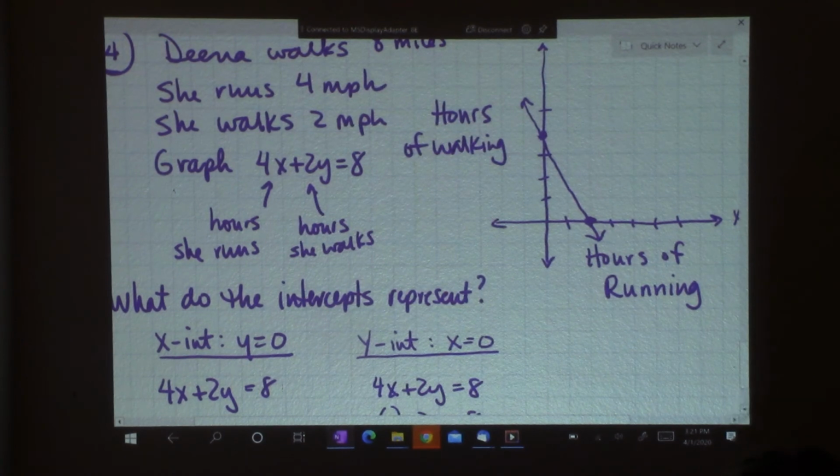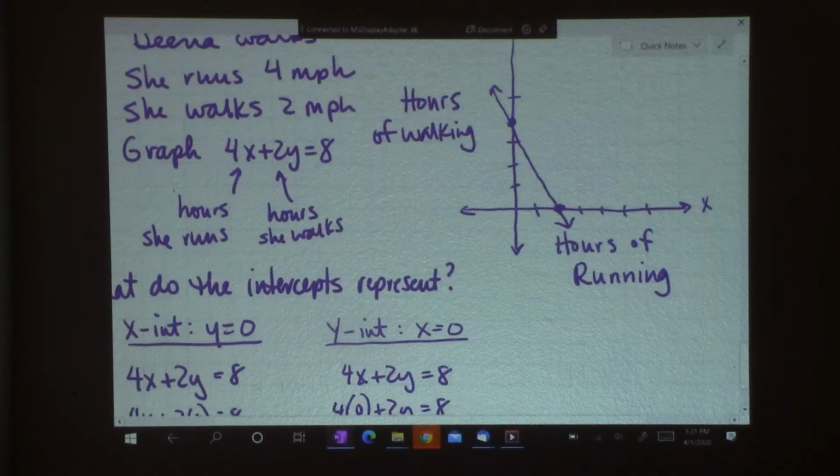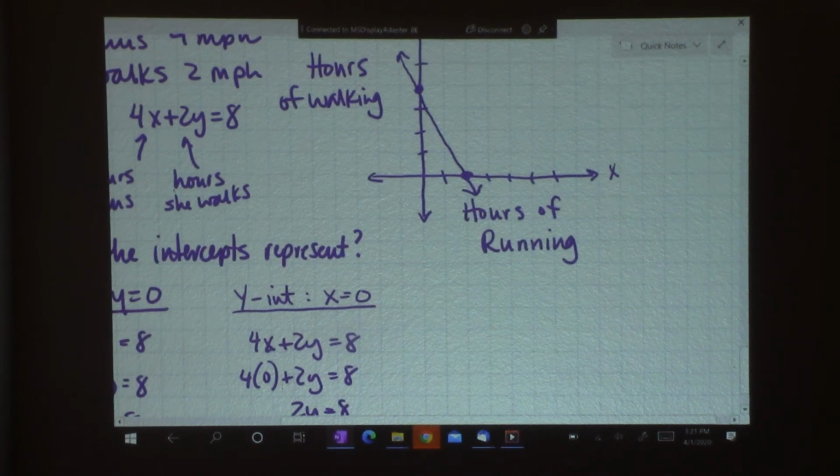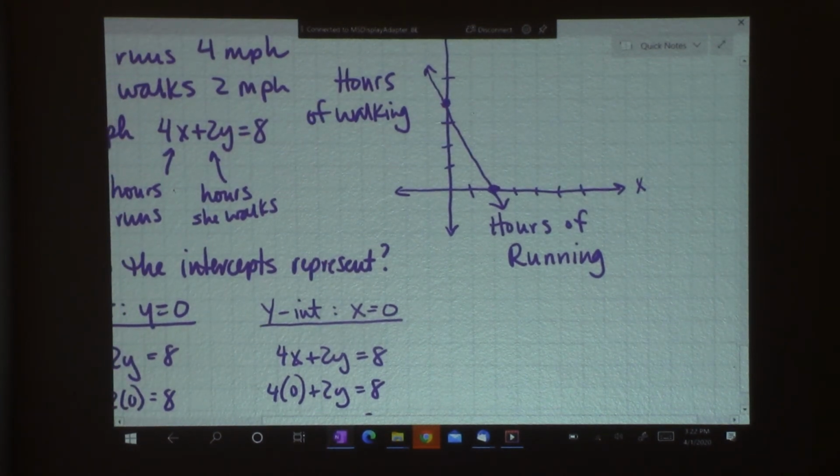Okay. Now, I want you to think for a second, what do the intercepts represent? I'm going to pause for just a second. Okay, let's talk it through. So, right here at this x-intercept, how much walking is happening? At the x-intercept, what's y? Y is 0. And what does y represent? Walking. So there is no walking.